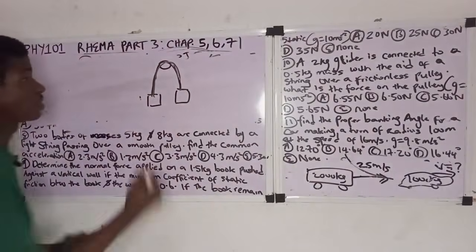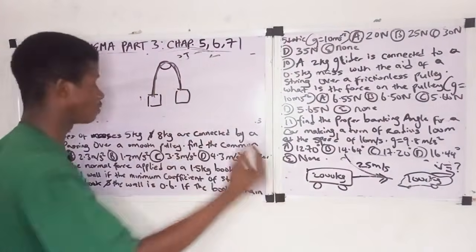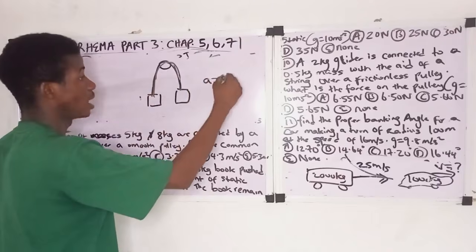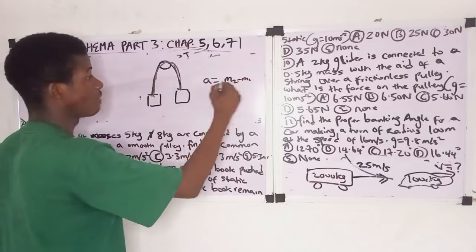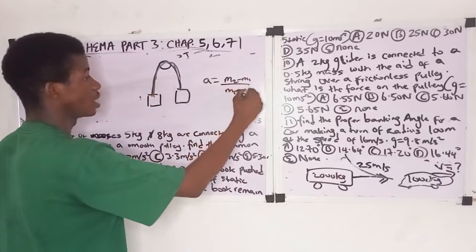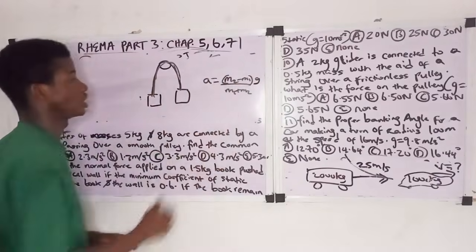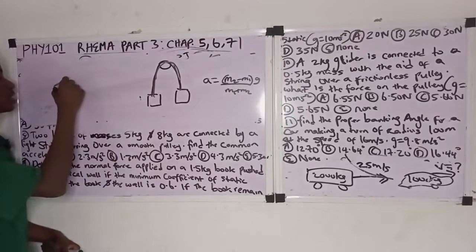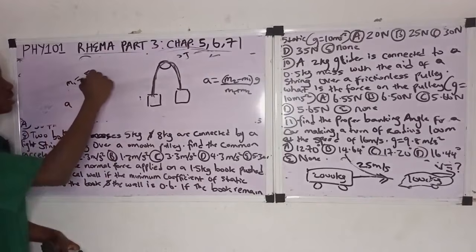I've given you guys the formula before, so no time to derive. Let me just give you the formula straight. To calculate the common acceleration, the common acceleration is usually equal to M2 minus M1 divided by M1 plus M2, then multiplied by g. The first mass is M1. M1 is 5, M2 is 8, right?